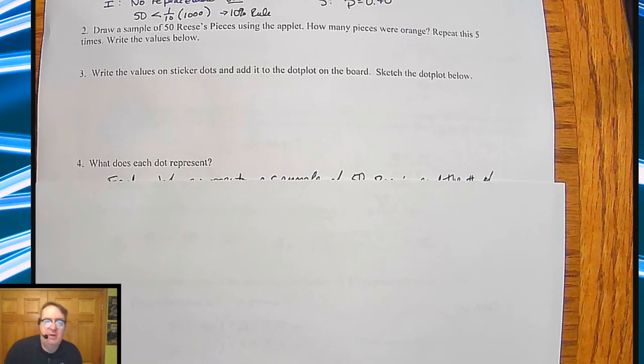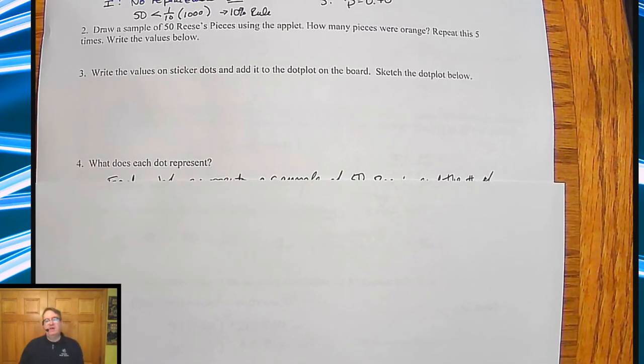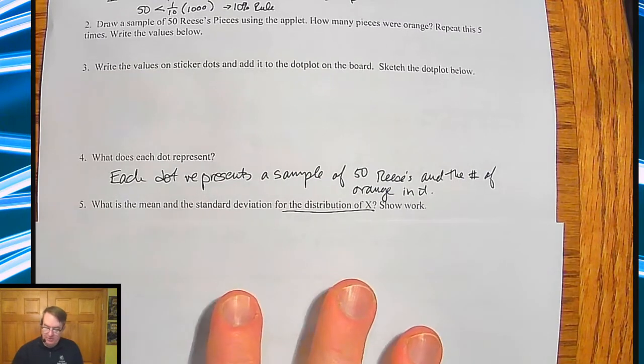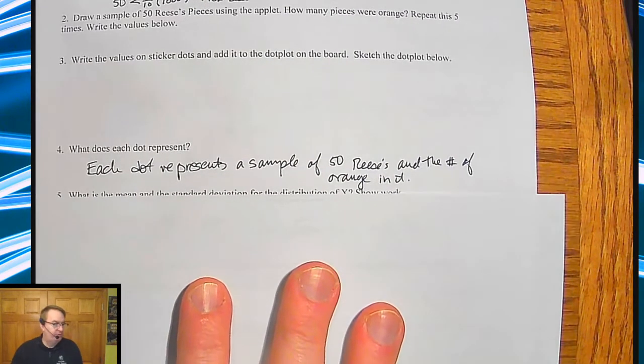Now, like with every dot plot that we're doing, what does each one of those dots represent? Why does that keep popping up? Fun fact, I didn't know: you press F3 in Google Chrome and you get the find bar. So each one of these dots represents a sample of 50 Reese's Pieces that have been taken and the number of oranges in them. And that is what we're going to put down here for the answer for number 4.